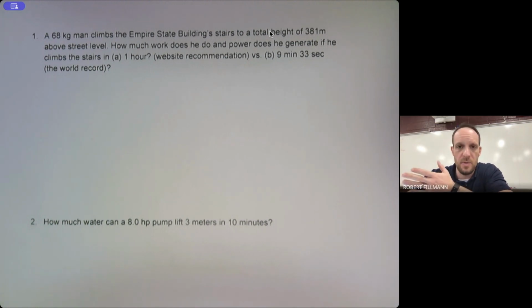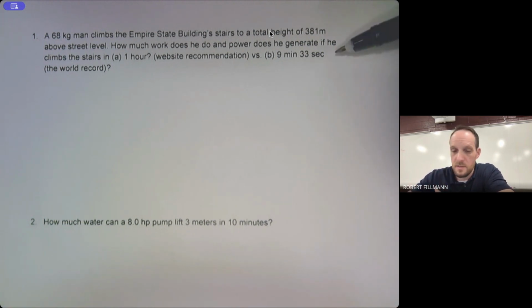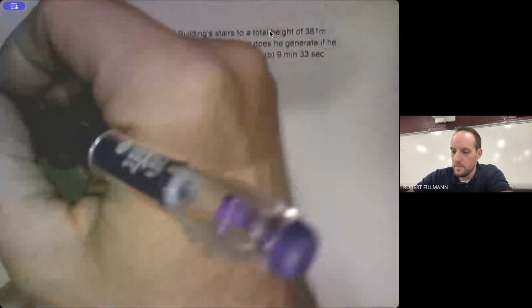I went on their website. It said on their tourist bureau that they recommend taking an hour to climb the steps, which is a long time. And so I'm curious, how much work does somebody do, and how much power do they generate climbing the stairs in an hour versus the world record for climbing the Empire State Building stairs, which is just under 10 minutes, 9 minutes and 33 seconds. So we're going to compare those two.